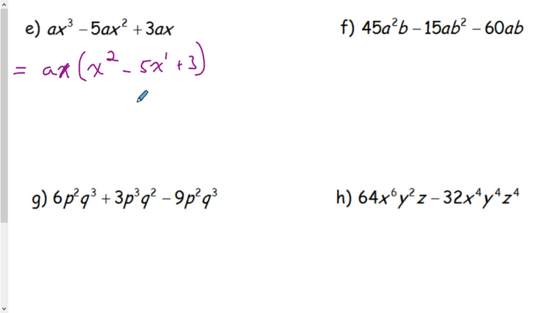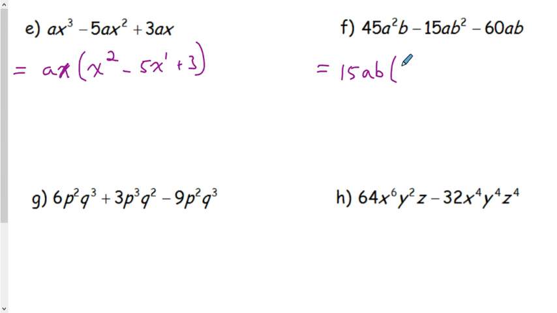Okay, let's look at our next one. Let's go to F. Whew, this one's got lots of pieces to it. What's a number that divides 45, 15, and 60? Well, it's actually 15. 15 is the biggest number. And so it's always good to look at the smallest number in your coefficients and see if that one works. Because if it does, that would be your greatest common factor. Let's factor 15 out of each term. Let's also factor out an a, because they all have at least a single a. And they all have at least a b. So I can factor out an a out of each of them and a b out of each of them.